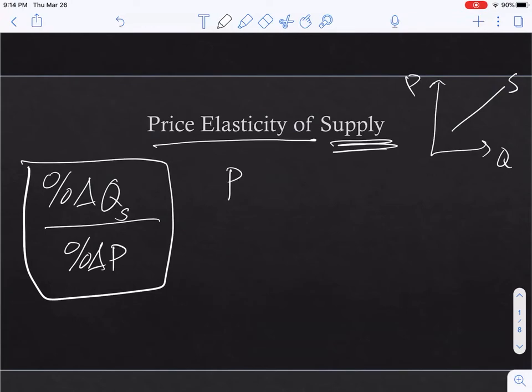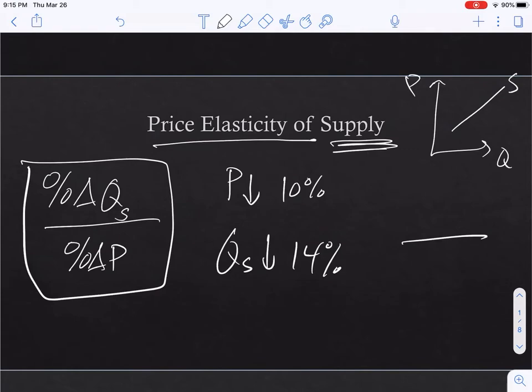So what if we said the price of something goes down by 10%, and then the amount that people are willing to bring to the market goes down by 14%. So let's put this together. We just need to build the fraction. The decrease in price, that goes in the denominator. So we'll put minus 10 in the bottom. Quantity supplied goes down by 14%. We'll put minus 14 in the top. Negative over negative still gives you a positive, right? And you get 14 over 10, or 1.4.